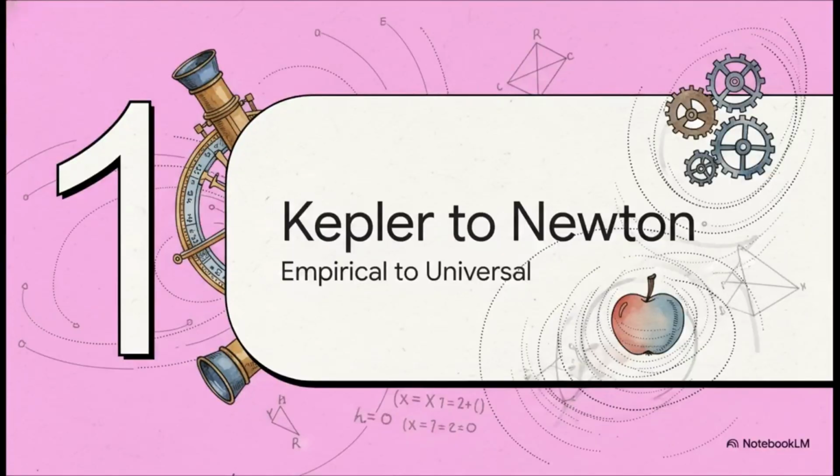So let's just start by setting the stage. You have to remember, Johannes Kepler did an immense amount of work. He painstakingly deduced his laws by looking at mountains of observational data. They were empirical. What Isaac Newton did was something different, something much more profound. He established the underlying universal principles, the why, from which Kepler's laws just fall out as a logical consequence.